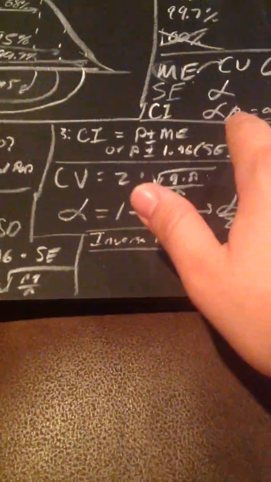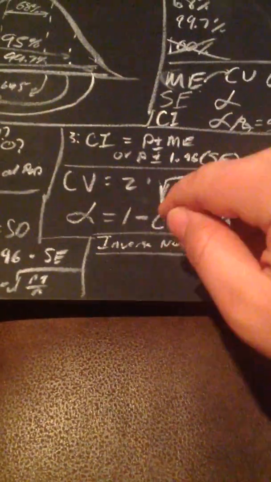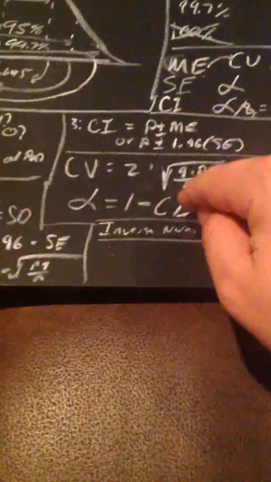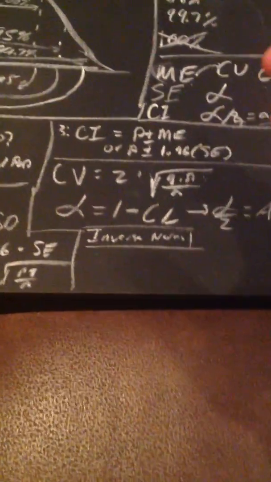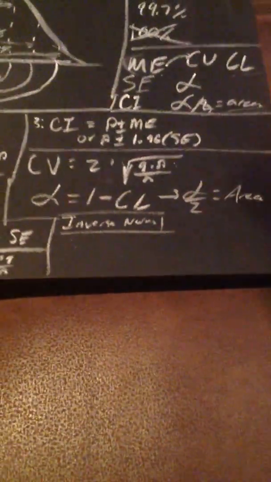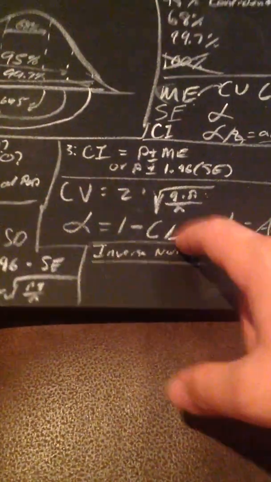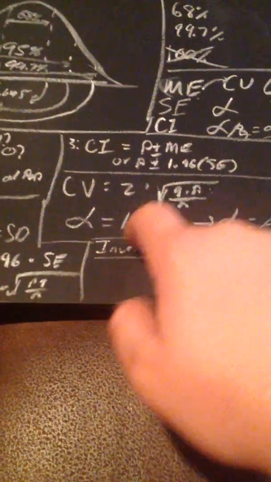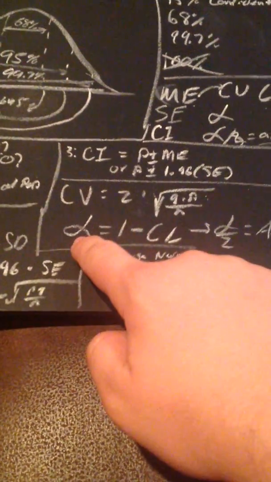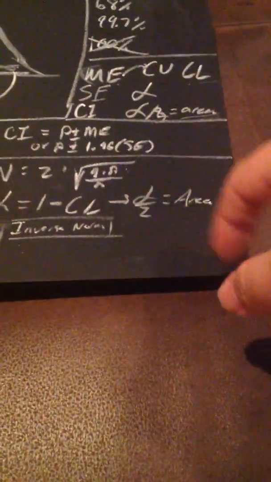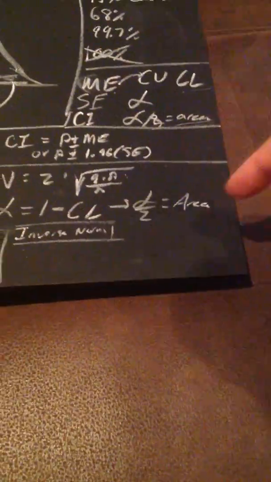Last part is this alpha and alpha over 2 thing. This is basically if you're given just a confidence level and you need to find the area, and all the rest of this information, just from the confidence level. You just do 1 minus the confidence level equals alpha. Alpha divided by 2 is equal to the area.